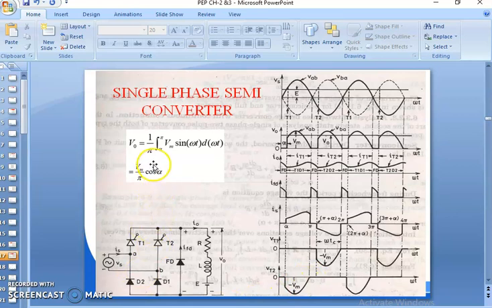Then V0 is equal to 1 by pi integral from alpha to pi of Vm sin omega t d omega t, which gives Vm by pi into (1 plus cos alpha).